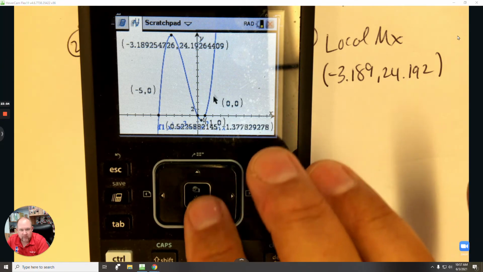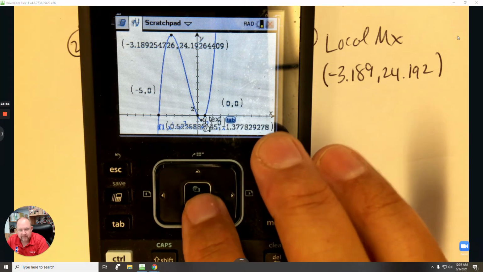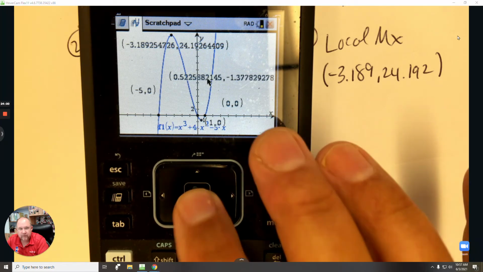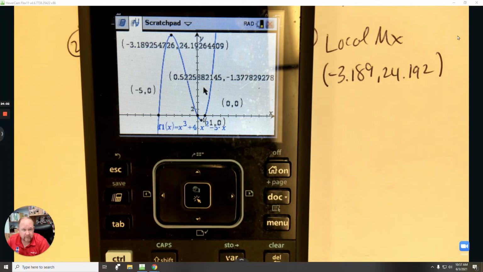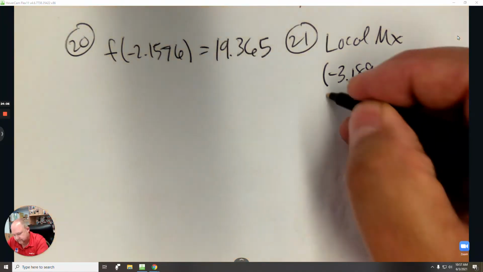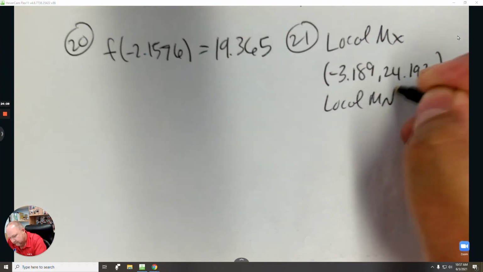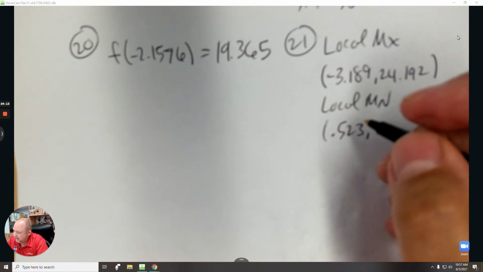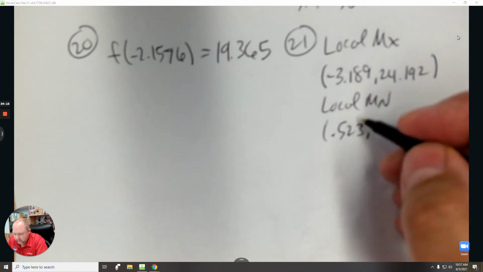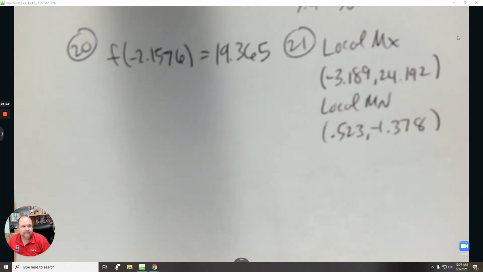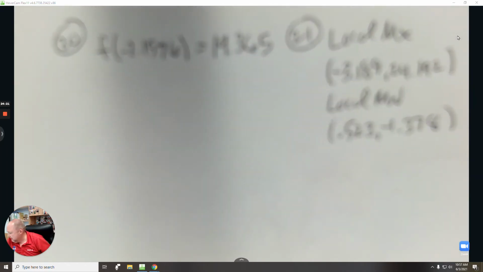And then this point that came up here is the bottom, the minimum point. If you have a hard time seeing it, you can grab it and move it somewhere so you can see it better. So there it is. I'm going to write that down, 0.523, and the y coordinate is negative 1.378. So there's the minimum and there's the maximum.